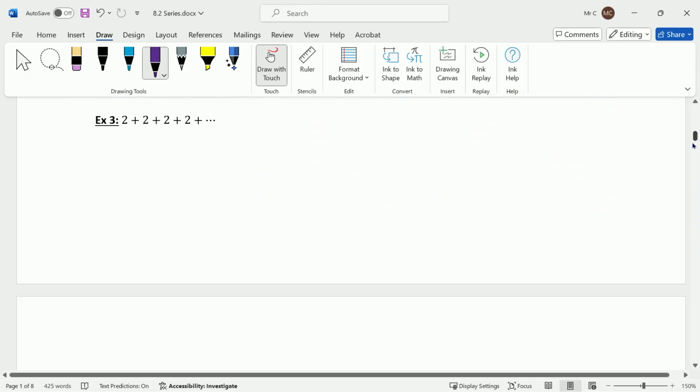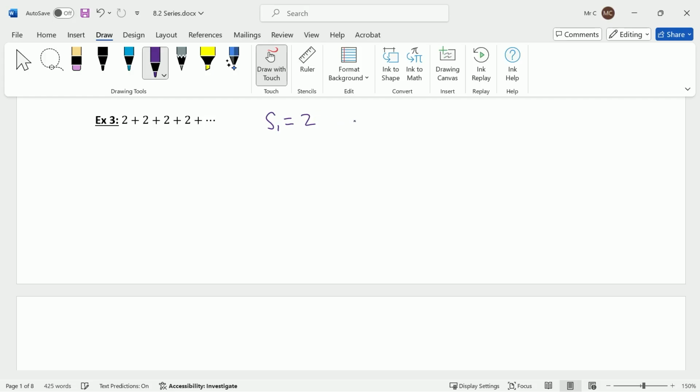Okay, let's take a look at another example. Here we've got the infinite sum 2 plus 2 plus 2 plus 2, and so forth and so on. So my partial sum looks like 2 for S1. S2 is the first two terms added, 2 plus 2, which is 4. S3 is the first three terms added, which is 6. And in general, what are we doing? We are repeatedly adding 2. So we see that the nth partial sum is just 2 times n because repeated addition is multiplication.